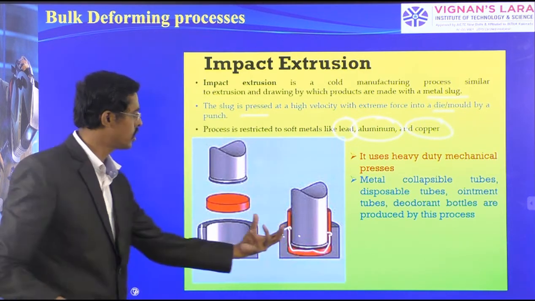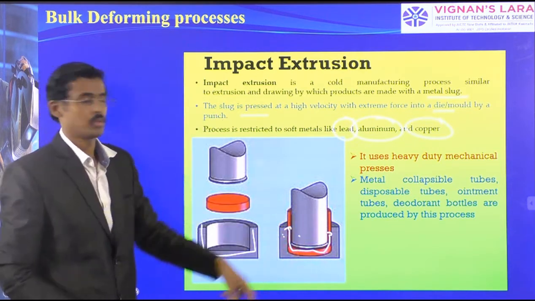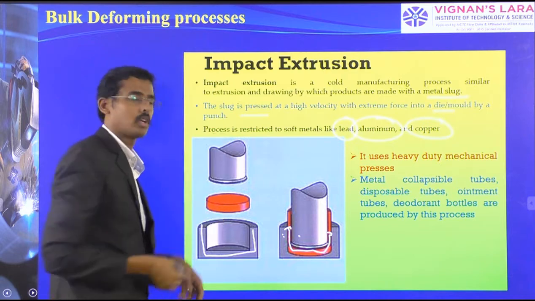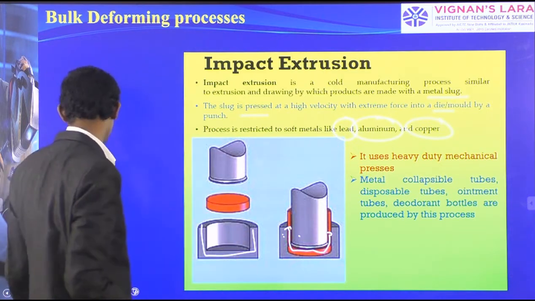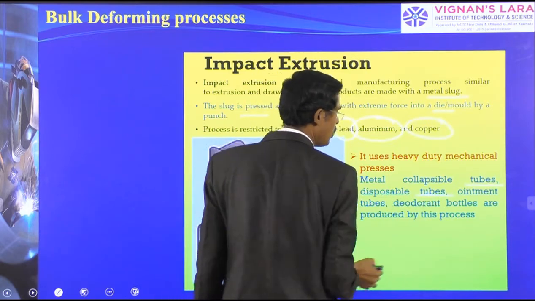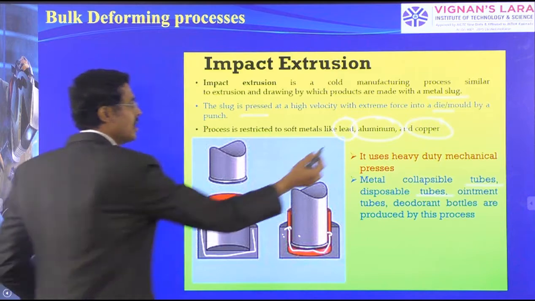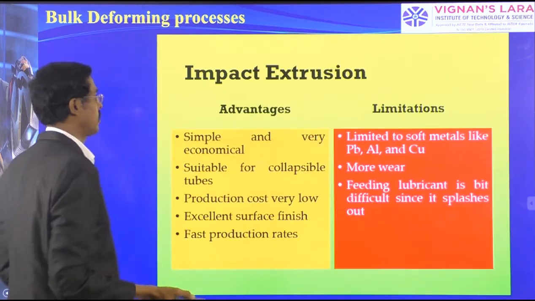So by this I am able to create a cup, and the cup can be created by impact extrusion. The impact is given at the bottom, and impact extrusions are done. So I can create metal collapsible tubes and disposable tubes. Some of the tube items, collapsible thin materials, aluminum can be created.